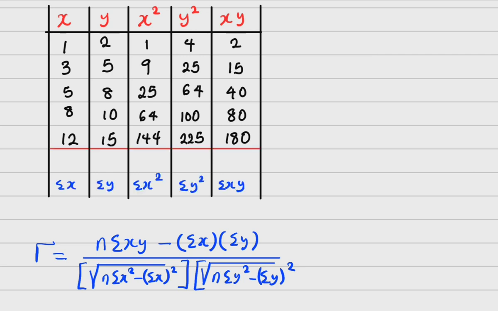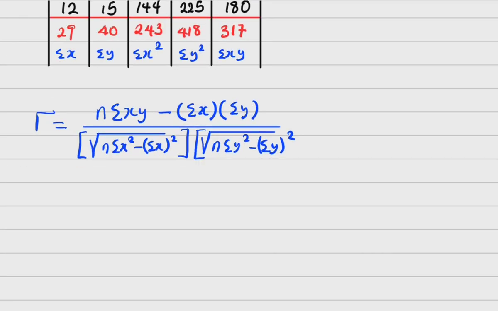Adding all the x, which is summation x, we are going to have 29. Then adding all the y's, we are going to have 40 here. Then this will be 243. And adding everything on y squared, we are going to have 418. Then adding everything on xy, we are going to have 317. Now, since we have all these, we go straight to substitute in the formula so that we can get our answer.